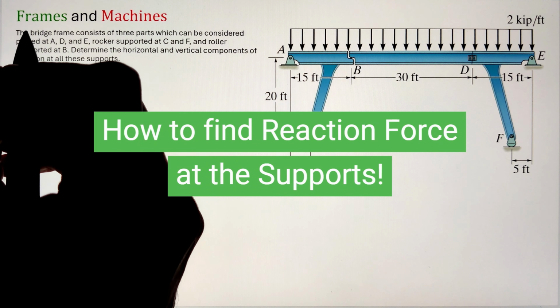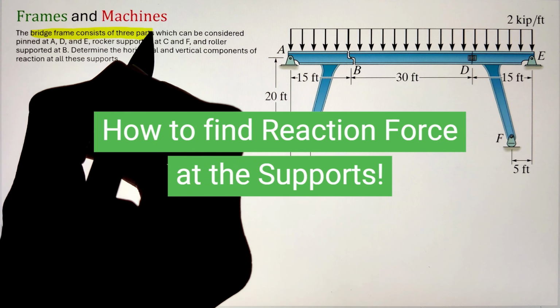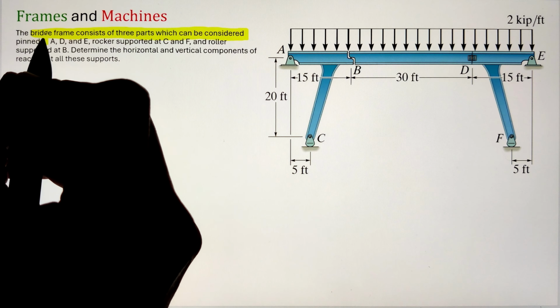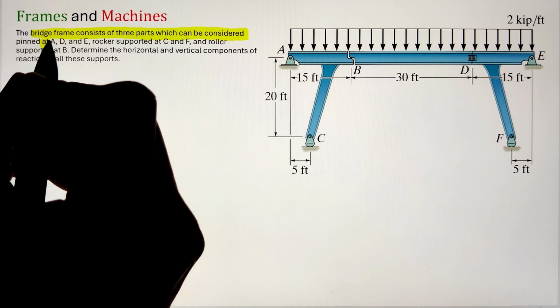In order to find the reaction forces at the support of the bridge frame, which consists of three parts and is held together with a pin support at points A, D, and E, while a rocker support is present at points C and F, and a roller is present at point B. In order to determine the horizontal and vertical components of reaction of all of these supports, we have nine unknowns.